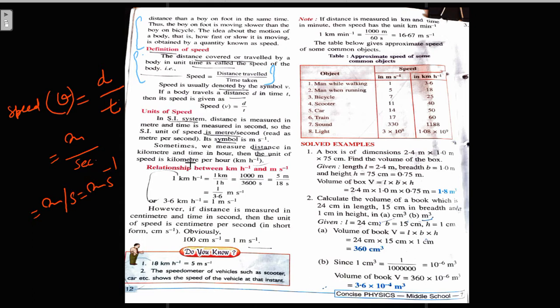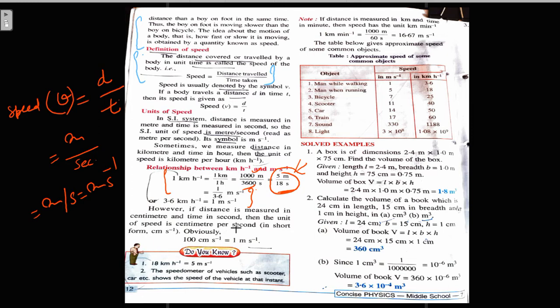The larger unit is kilometer per hour. If we convert it into meter per second, we get 1 kilometer is 1000 meter, 1 hour is 3600 seconds, so 5 meter upon 18 seconds. This is the relation you have to keep in mind. It will be very useful, very handy while doing your numericals, right?